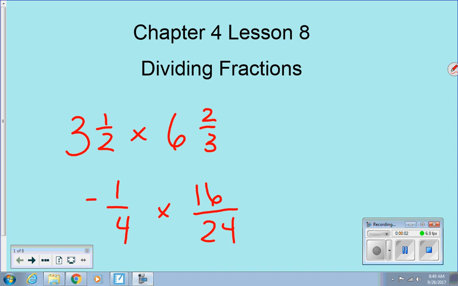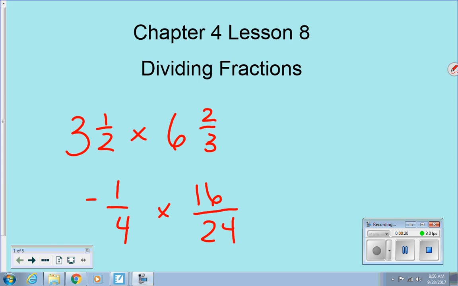Okay, so today, Chapter 4, Lesson 8, Dividing Fractions. If you notice, I skipped a lesson in the book. You maybe didn't notice that, but I did. I skipped a lesson, and we're going to come back and do that tomorrow, okay? But I just feel like this is a better sequence, the way I'm having you do it, instead of the way the book has it, okay? So if you notice, we skipped one.